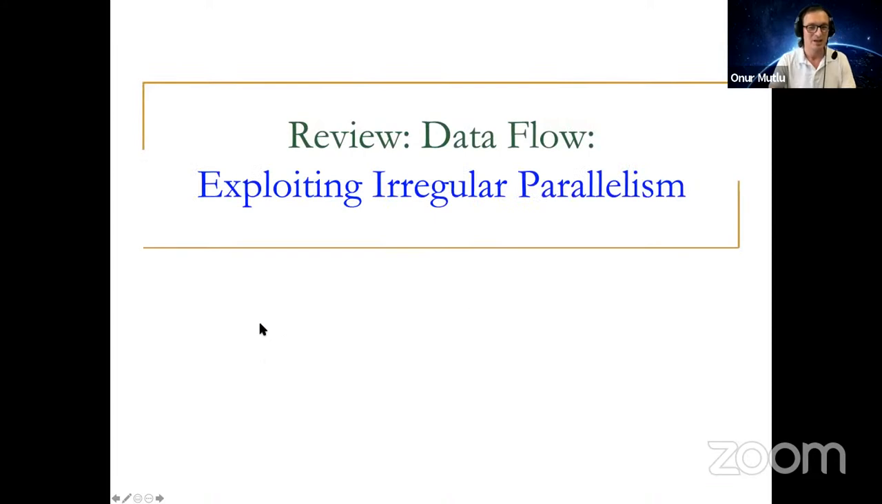not this week for sure. Okay, so let's review Dataflow with the new understanding we got from out-of-order execution last week and yesterday. And remember, Dataflow was all about exploiting irregular parallelism. If parallelism is not easy to find in your program, let's say by a compiler, scheduling instructions is not easy for a compiler, as we discussed in an earlier lecture.